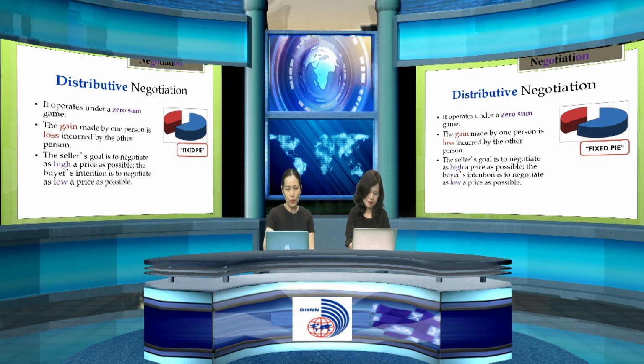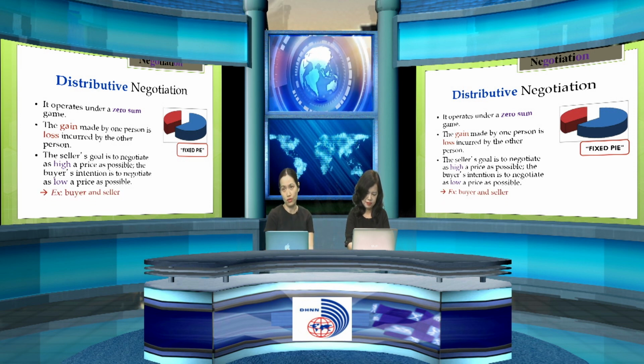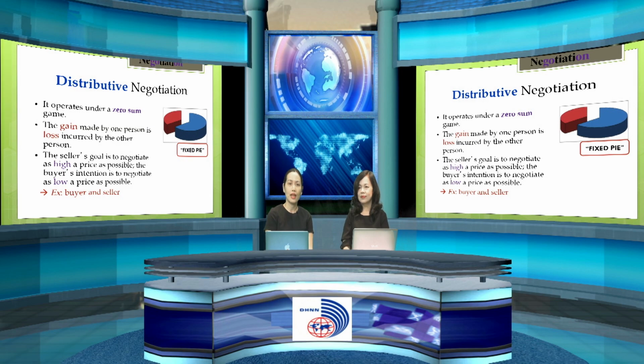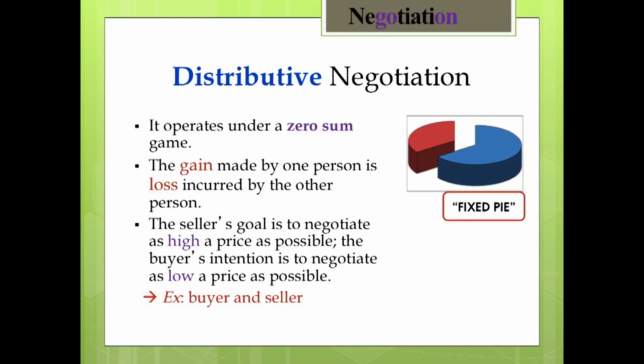And normally, the negotiation between the buyer and the seller is a typical example of distributive negotiation, because you see that in this case, the seller's goal is to negotiate as high a price as possible, and the buyer's goal is to negotiate as low a price as possible. Both of them want to win in this kind of negotiation, and that's what we call distributive negotiation.